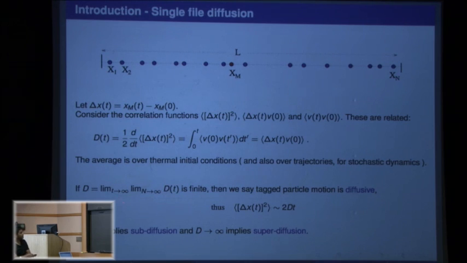Okay, so if it goes to a finite constant, then we say the motion is diffusive, and delta x squared would grow linearly in time. This is what one typically means by diffusive motion, and this is the diffusion constant. If D goes to 0, then we will call it subdiffusion, and if D goes to infinity, we will call it superdiffusion.